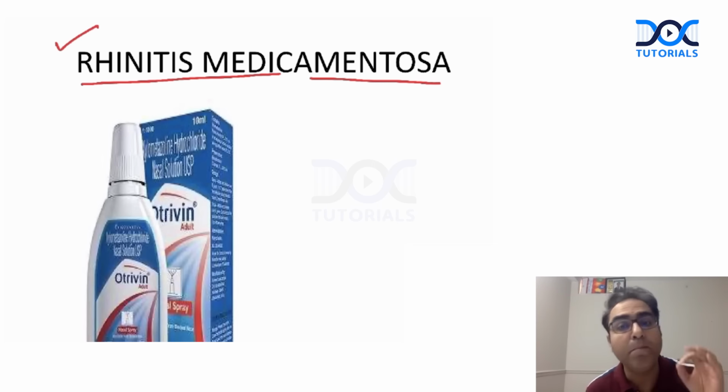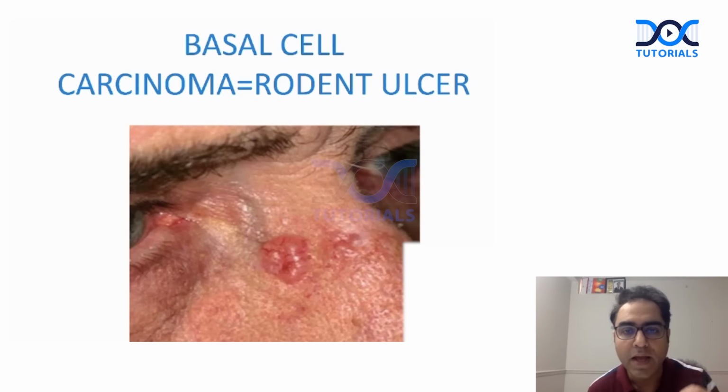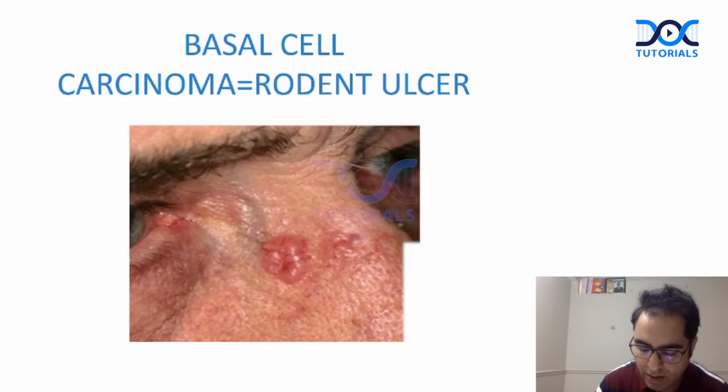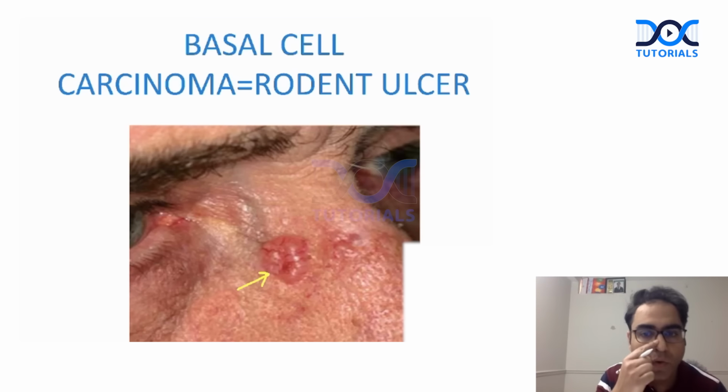Again, a visual question, basal cell carcinoma or rodent ulcer. If they ever show you an ulcerative lesion like this, with rolled out edges on the nose or the pinna skin, on the external nose or the pinna, anytime they show you an ulcerative lesion with rolled out edges on the nose or pinna, the first thing that should come to your mind is basal cell carcinoma or rodent ulcer.